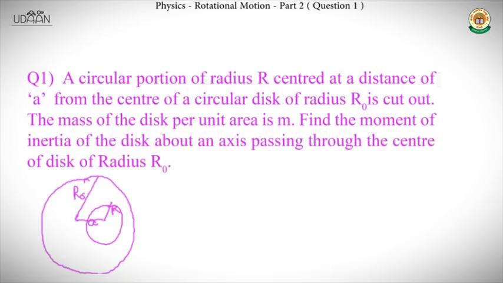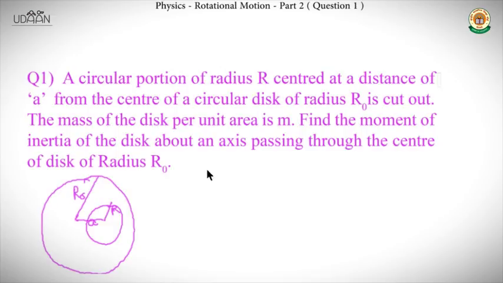A figure is given to us, and we're asked to find the moment of inertia of the disk about the axis passing through the center of the bigger disk with radius r0. So let's see how we go about this question.